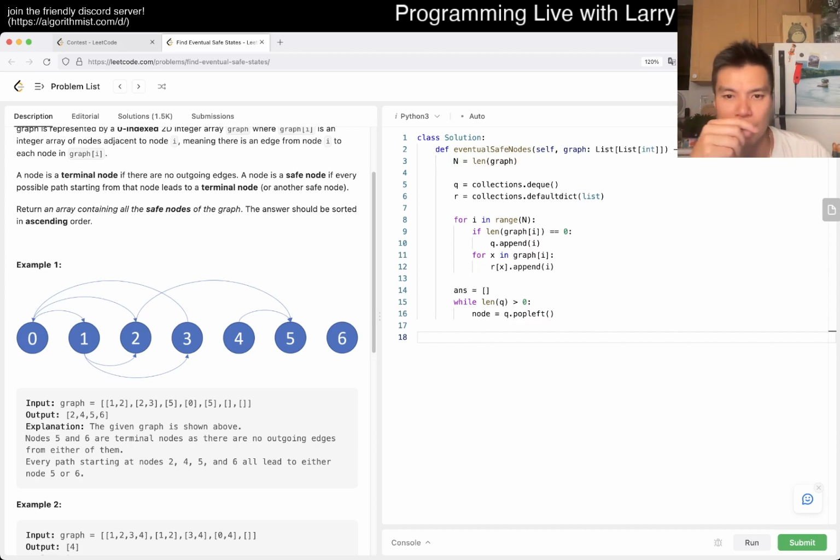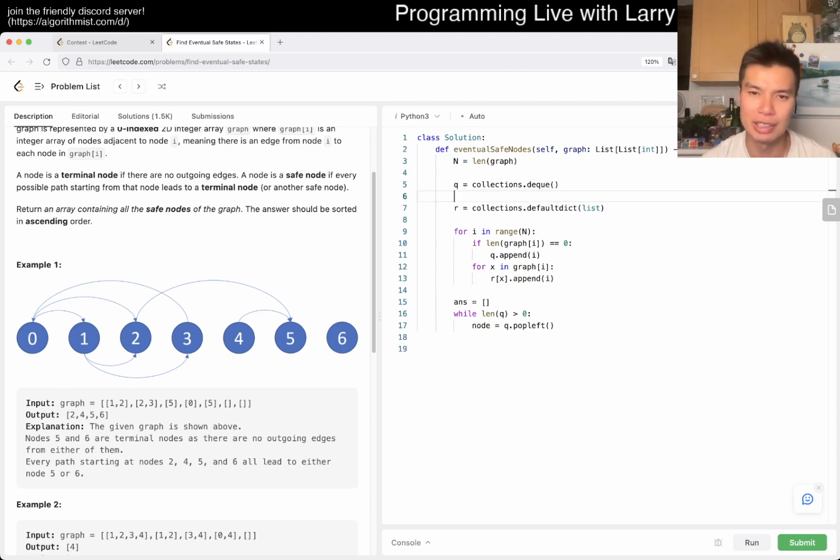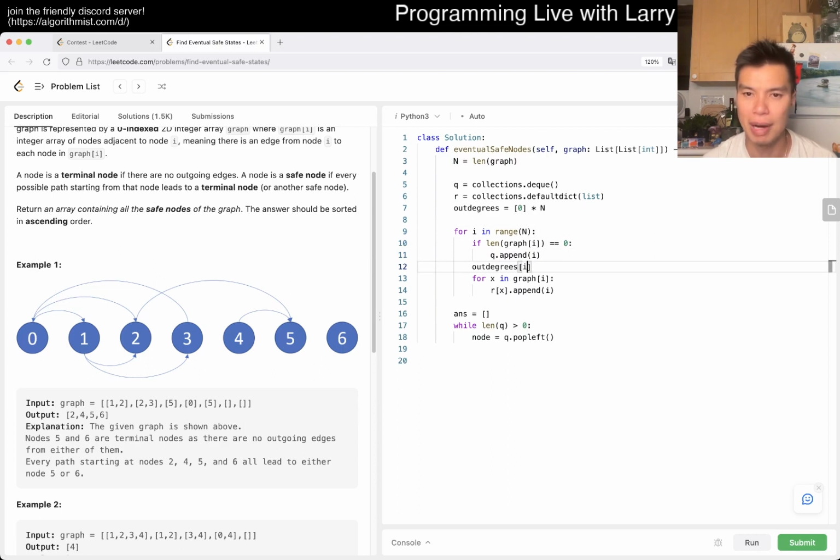So now we look at the reverse graphs, and also I want to do another thing. Maybe it's fine. Maybe we just do out degrees. Maybe that should be sufficient, right? And then here we just do out degrees sub i is equal to length of graph sub i. And then we can just use it immediately.